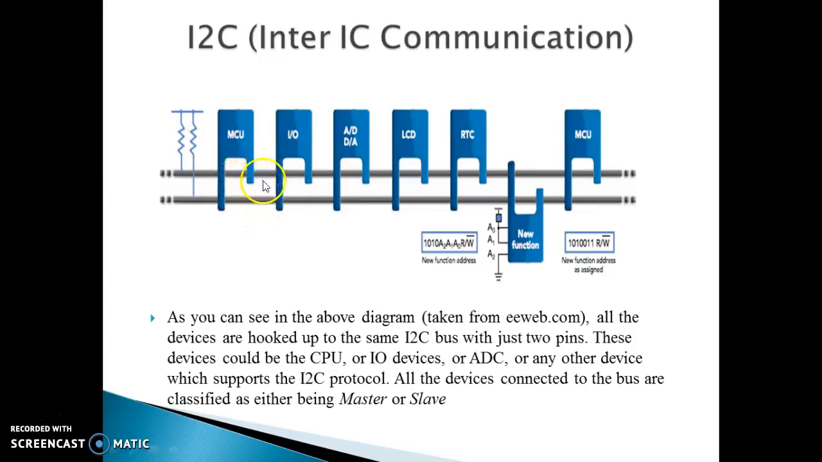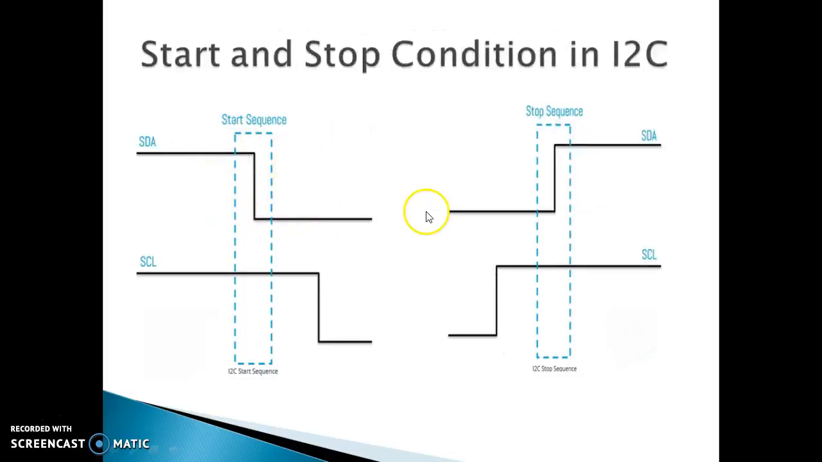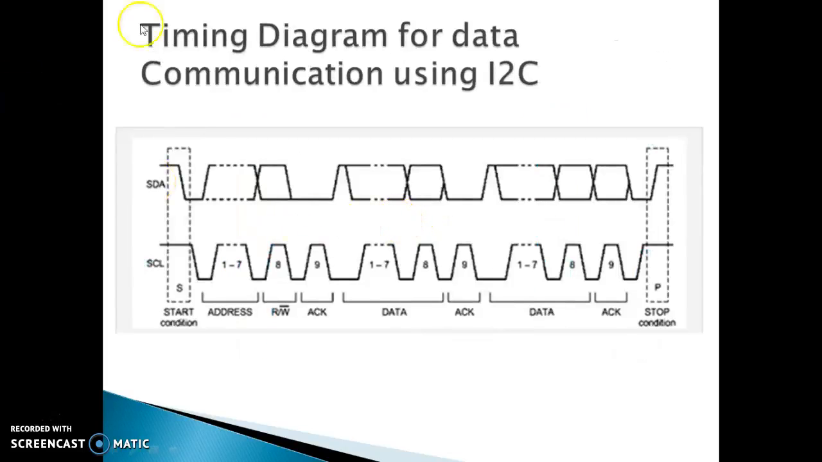So the microcontroller will send a start pulse. All devices come to know that it wishes to communicate. Now let us look at this timing diagram. When the microcontroller pulls this SDA line low, for every clock pulse, the SDA line will have some data. Now let us see what data it will have.